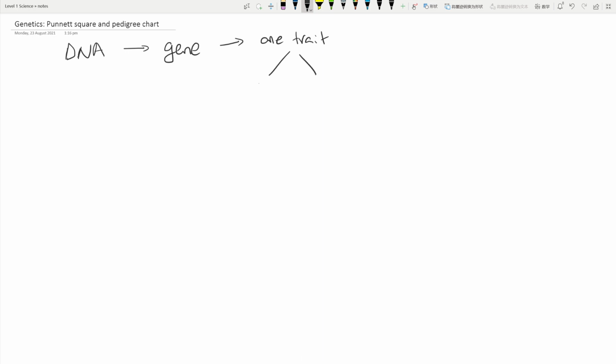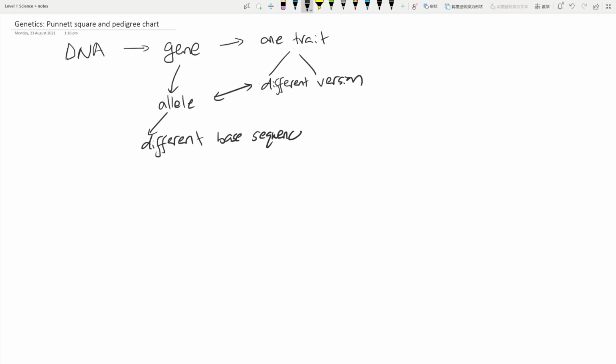One gene represents one particular trait, one physical characteristic, but then out of that one trait you have different versions of the same trait, and these are coded by what we call alleles. Why do you have different versions? Because we have different base sequences. And what is a base sequence? That's where the ATCG stuff comes in.